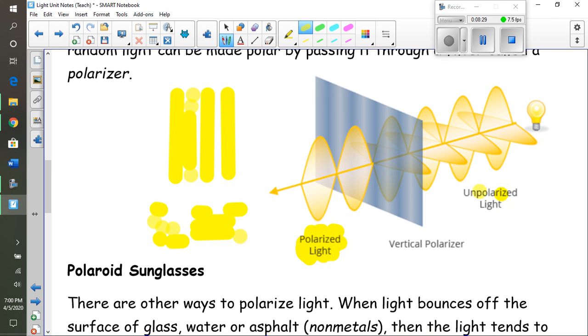So here I've got something that's unpolarized going through a vertical polarizer. It's like a fence post or like a fence, and only the vertical parts of that light can get through. The rest of it's blocked.